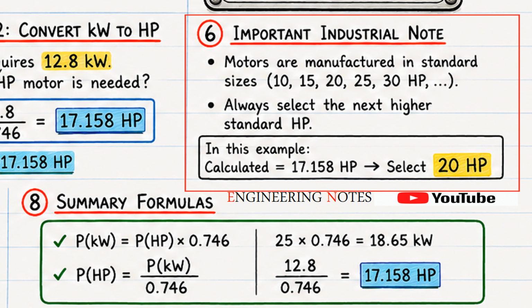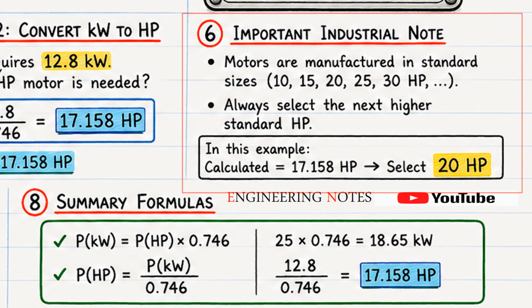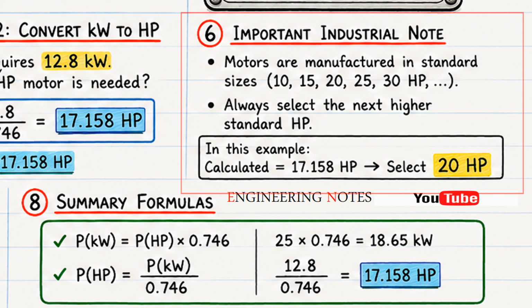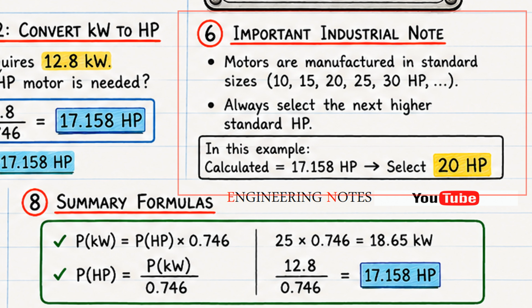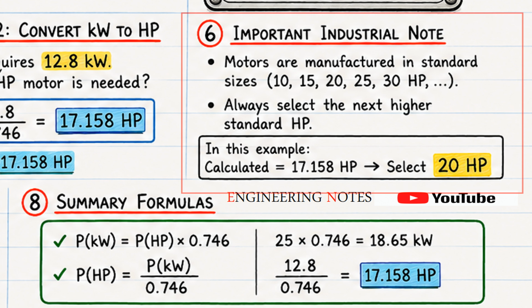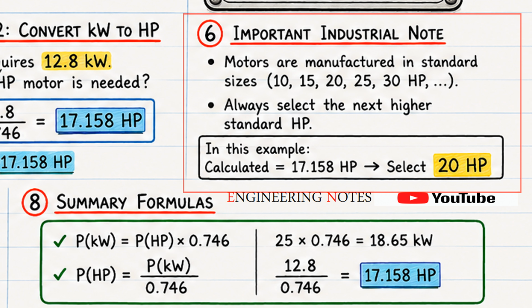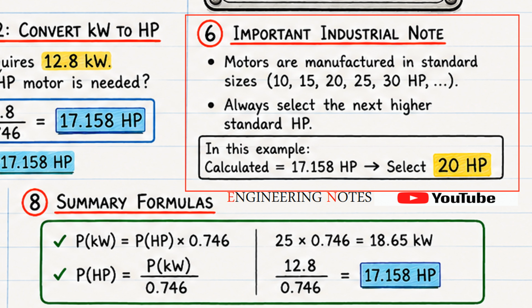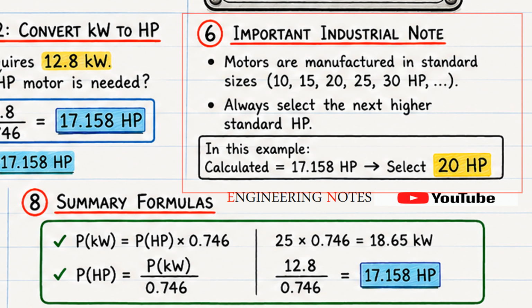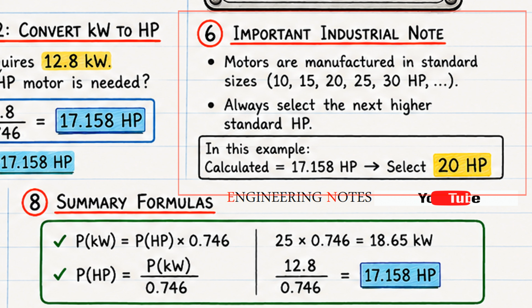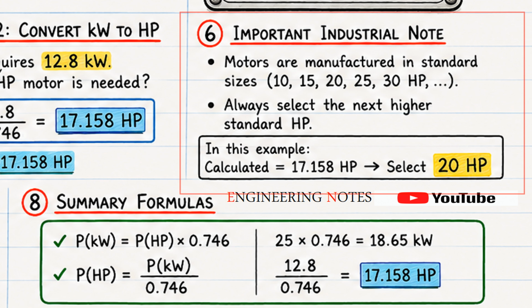That is why we must always select the next standard motor size above the calculated requirement. In this example, the calculated value is approximately 17 horsepower. Therefore, the correct choice would be a 20 horsepower motor. This ensures that the motor can handle the required load safely and reliably, while providing an appropriate operating margin.